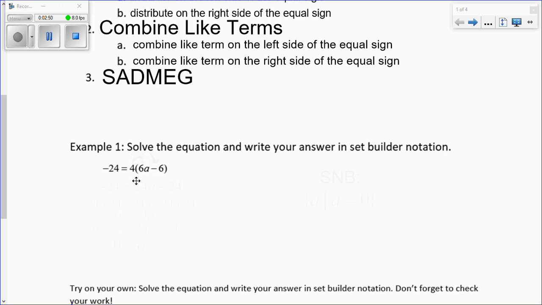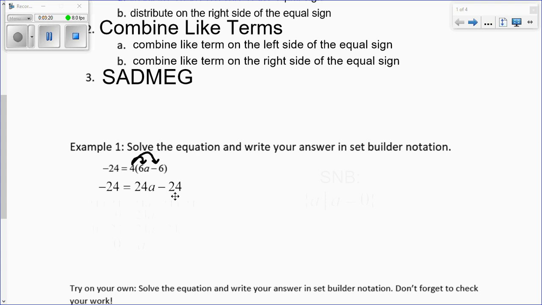Now on this side, I have to distribute. I need to distribute that 4 to the negative 6 over here and to the 6a. So I'm going to go ahead and do that. The negative 24 is just going to hang out like it is. But so 4 and 6a becomes 24a, and 4 and negative 6 become negative 24. So there's no like terms to combine here, so I'm just going to go ahead and leave it alone. There's only one term here, so I can't combine anything. Now it's just a two-step equation I can go ahead and solve.